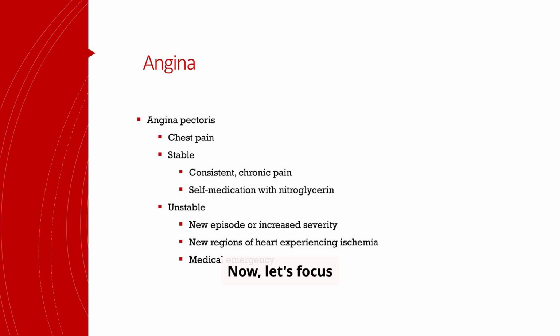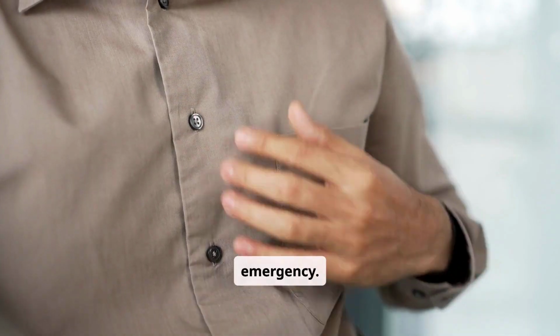Now, let's focus on angina. Angina pectoris is chest pain caused by myocardial ischemia. It can be stable, with consistent chronic pain relieved by nitroglycerin, or unstable, which is a new episode or increased severity and a medical emergency.